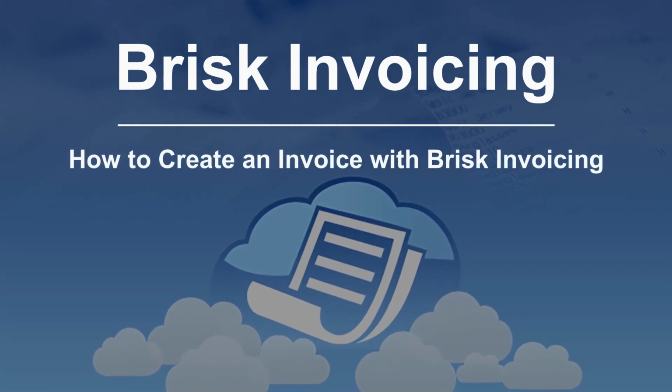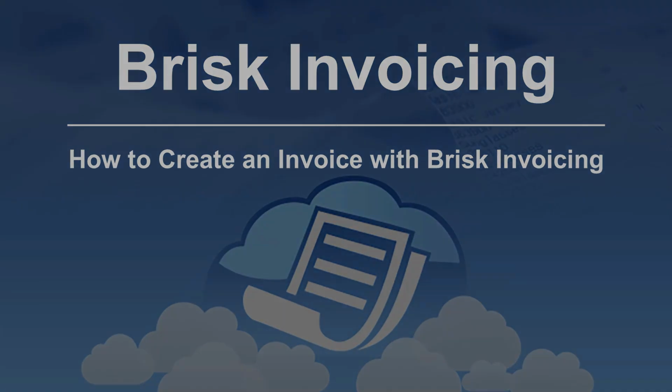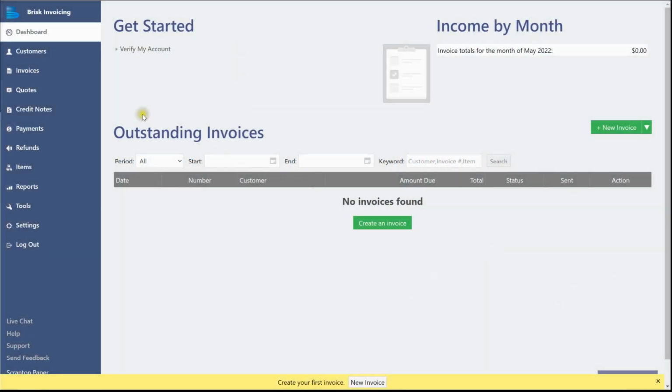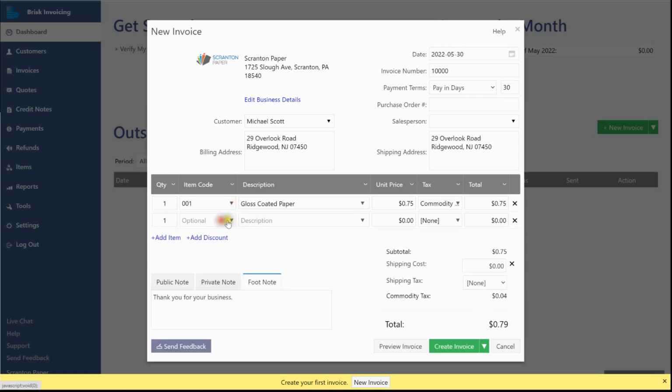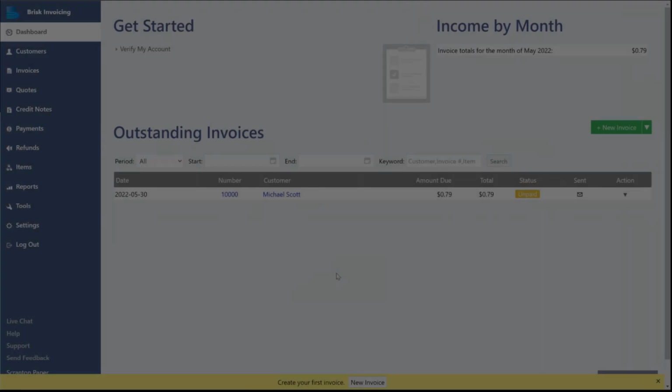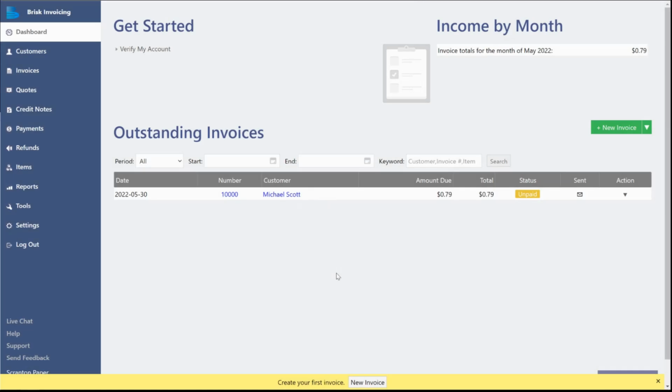How to create an invoice with Brisk Invoicing. Go to your dashboard and simply click on the green Create an Invoice button. Enter the customer details, invoice items, unit prices, tax rate, any discounts, and shipping costs. Click the green Create Invoice button to create your invoice. Continue watching for additional details on creating and customizing an invoice with Brisk Invoicing.